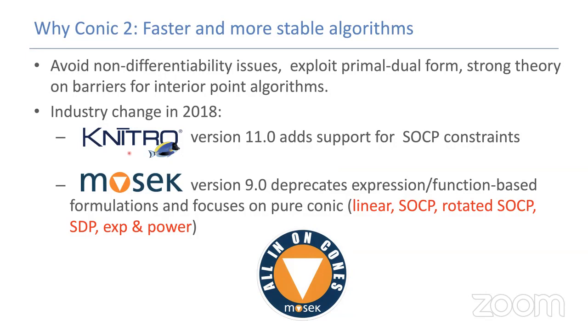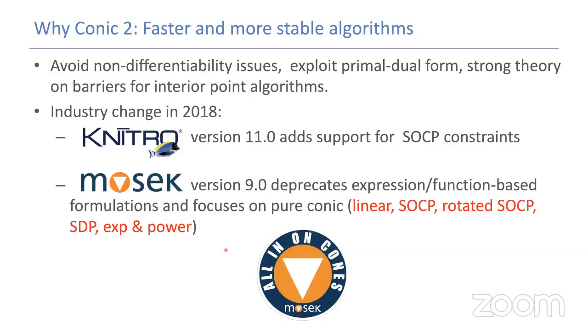So Knitro, for instance, added support for second order cone constraints. And MOSEK basically deprecated all the expression or function based formulations and focused purely on conic optimization. And in particular with a small number of cones, but this small number of cones is basically enough to model almost whatever you would want to model. The reason they did this is because it makes the solvers more stable and allows you to actually get much faster solvers.